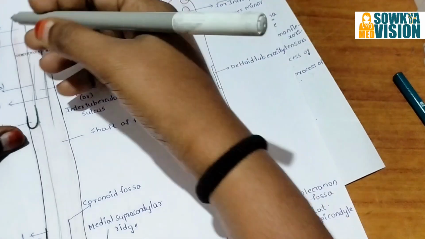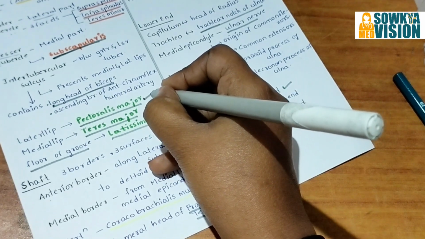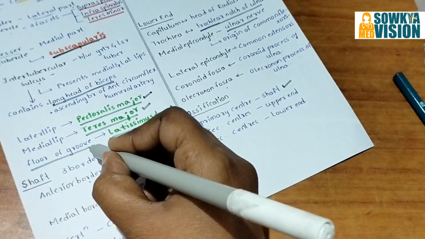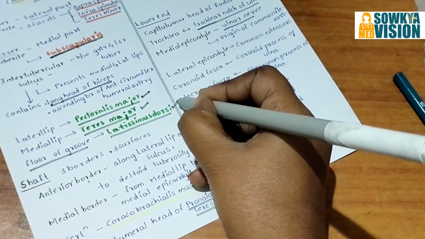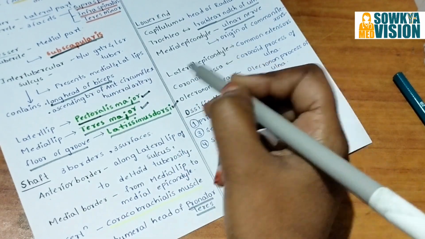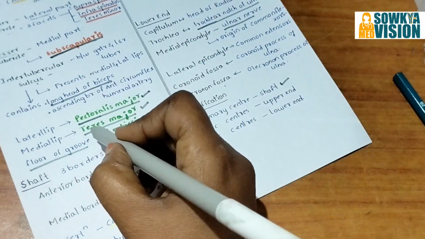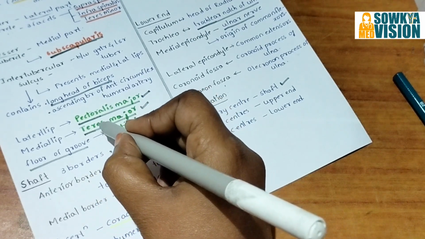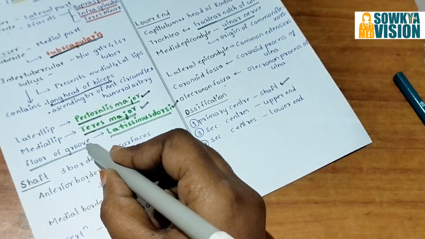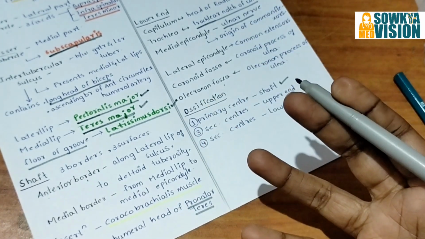The lateral lip is towards the lateral. The lateral lip gives attachment for pectoralis major, medial lip gives attachment for teres major, and floor of groove gives attachment for latissimus dorsi. Pectoralis major is a major muscle in the pectoral region, and teres major, as we said, there are two muscles, teres major and teres minor. Here the medial lip of intertubercular sulcus is giving attachment for teres major, and the floor of groove is giving attachment for latissimus dorsi. Latissimus dorsi is the major broad muscle in the back.